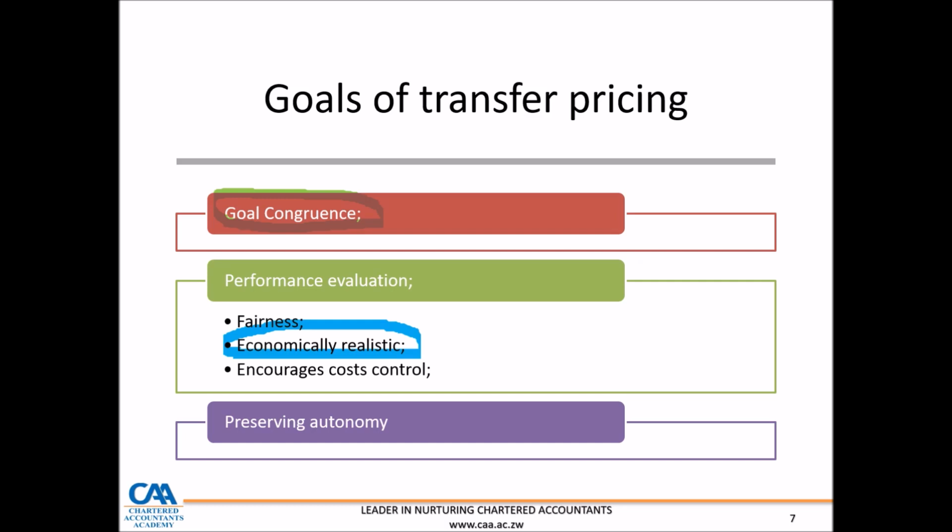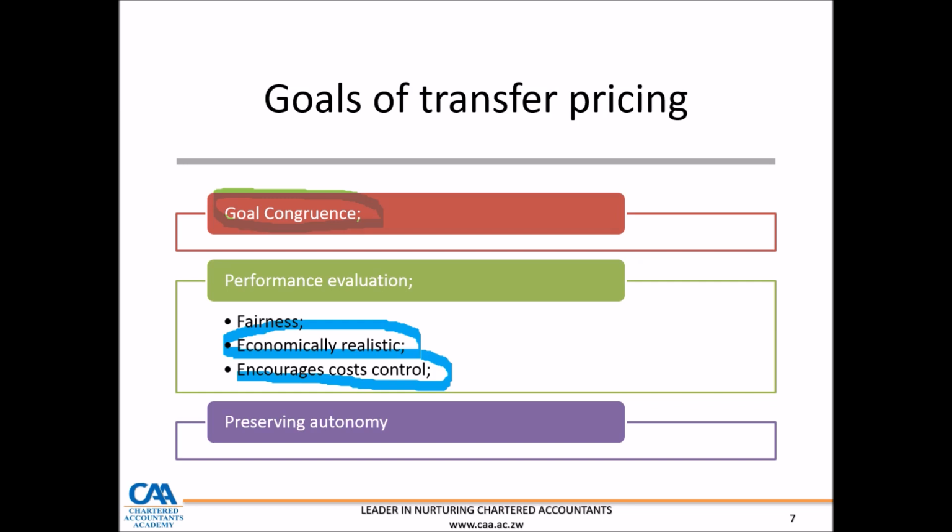Because division B has got an option to go to the market and buy these goods at a market price of $6. So it means the transfer price should achieve economically realistic pricing strategies. And it should also encourage cost control, because we are going to look at various transfer pricing methods that can be applied, but some of them are cost-based. And the risk around cost-based is a transferring division may just pass on the cost to the next division and not worry about cost control.